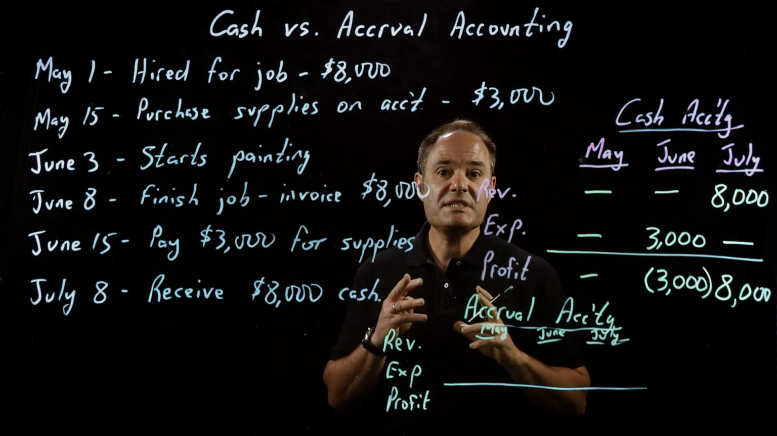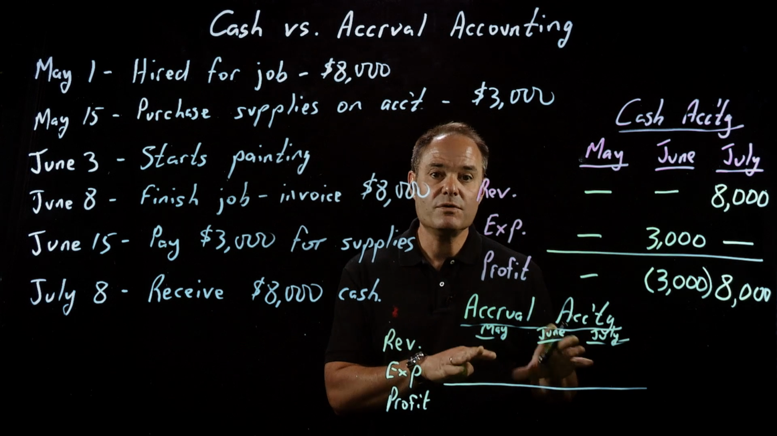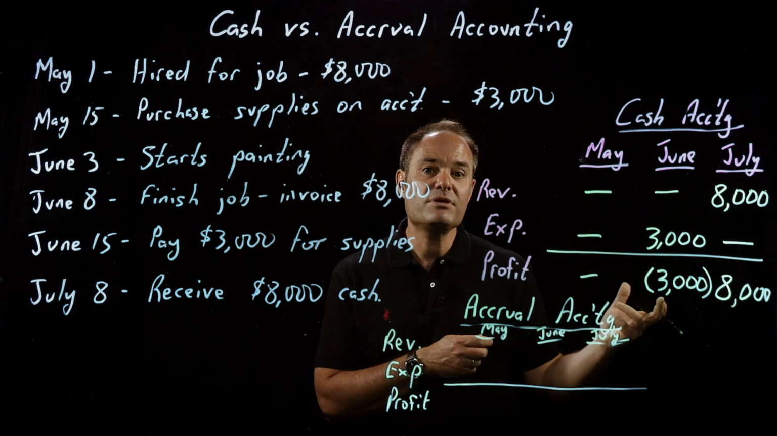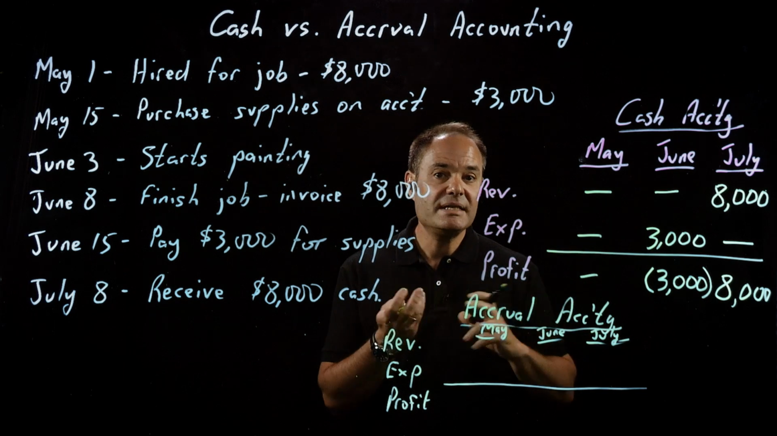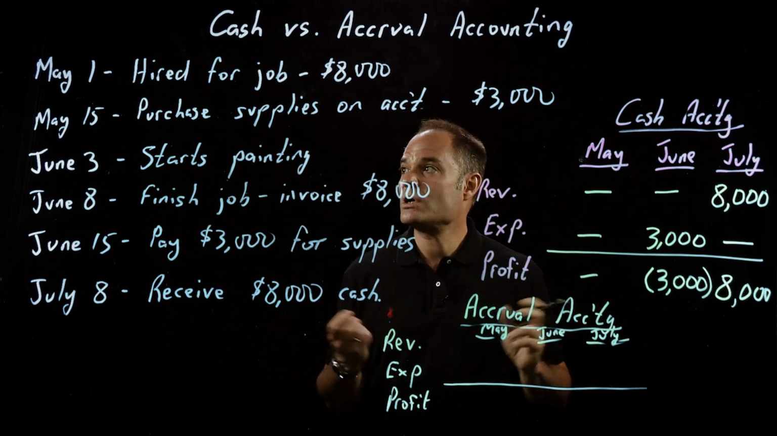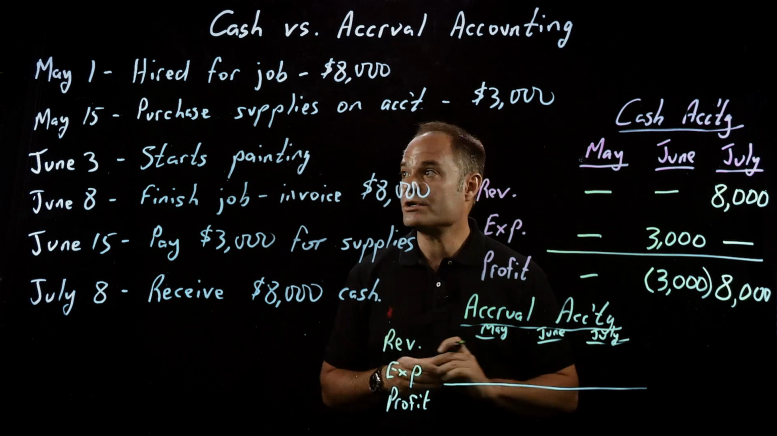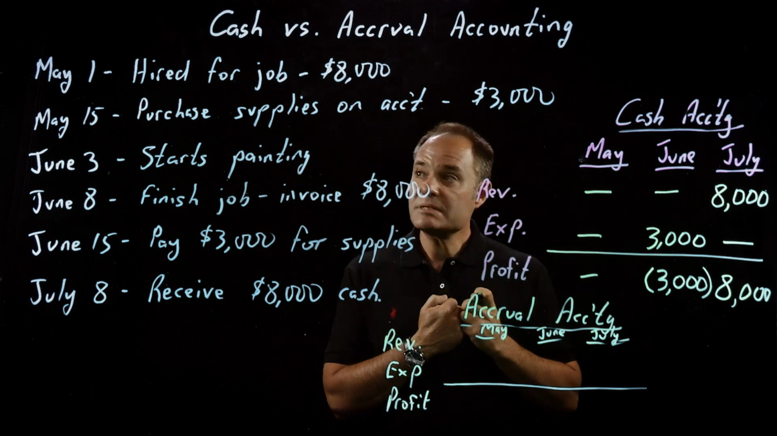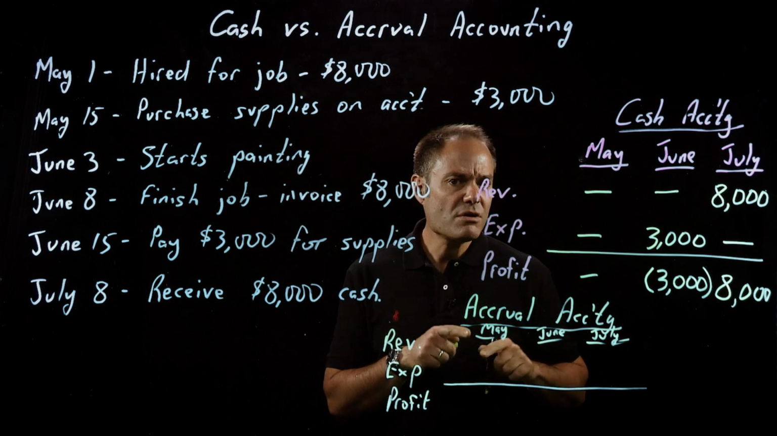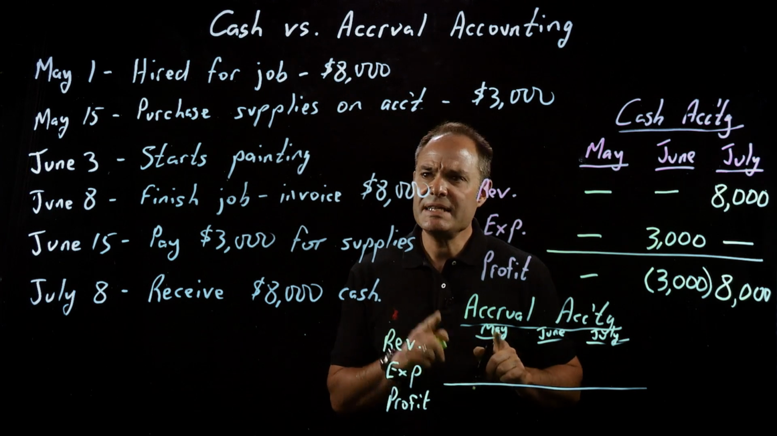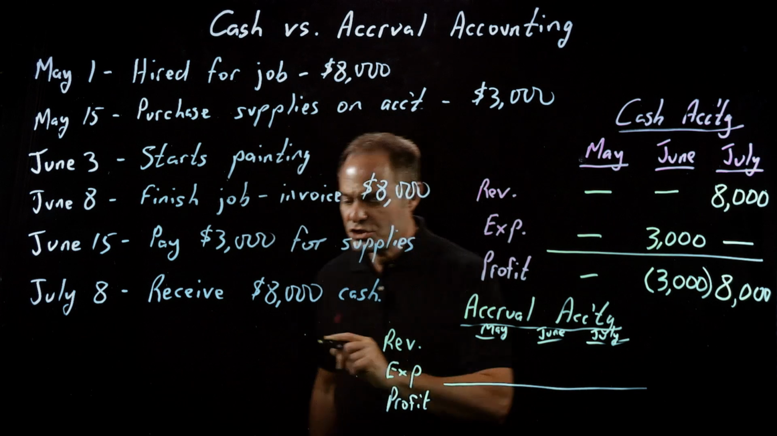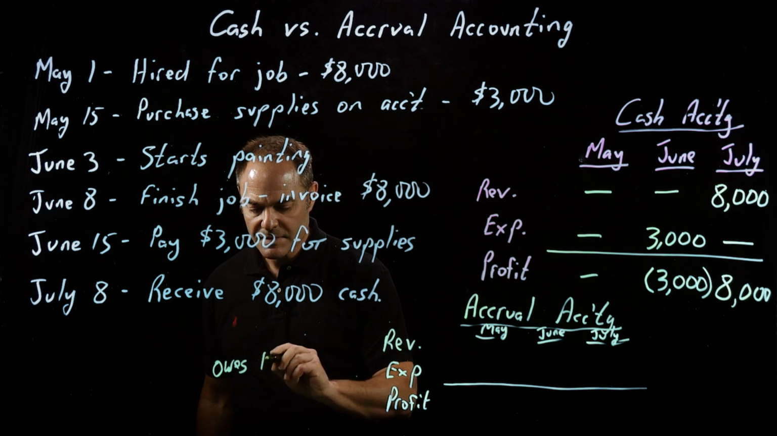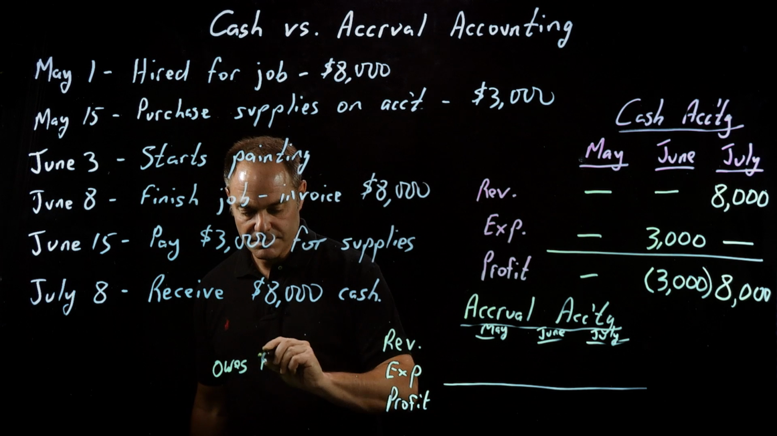Okay, let's go through this again, and this time we'll take a look at it from the point of view of accrual accounting. So May 1st, he's hired for the job. Well, he hasn't really done anything. As we said in a previous video, no assets, liabilities, or equity changed hands. We simply entered into a contract on May 1st. So there's nothing to record. On May 15th, he purchased supplies. So he's acquired some supplies and he owes money, but that's not a revenue or an expense yet. And we'll explain that in a minute, why it's not an expense yet. So let's just put over here that as of May 15th, he owes $3,000.